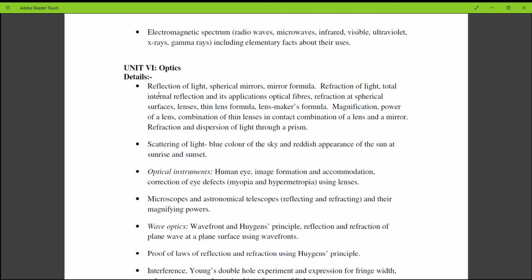Then wave optics, wavefront and Huygens principle, reflection and refraction of plane wave at a plane surface using wavefronts, proof of law of reflection and refraction using Huygens principle.